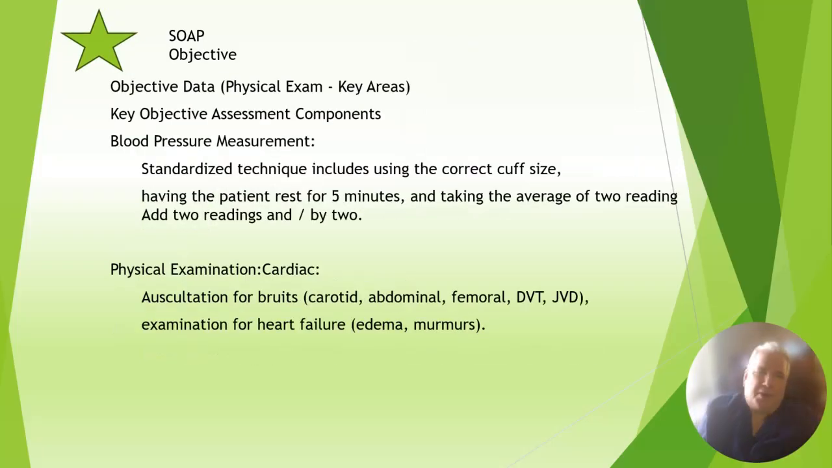So continuing with the SOAP objective part of the assessment, blood pressure. It's very important that the correct cuff size be used because, depending on the anatomy of that person, if they have a smaller arm or larger arm, the tightness of the blood pressure cuff will indicate either a higher blood pressure than normal or a lower blood pressure.